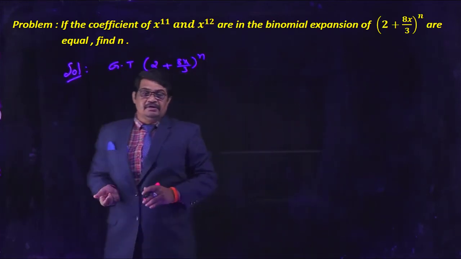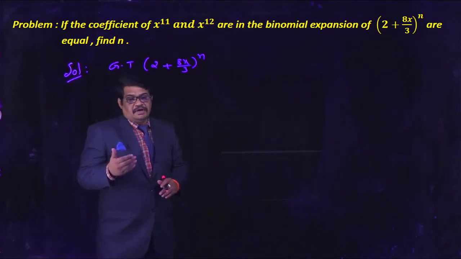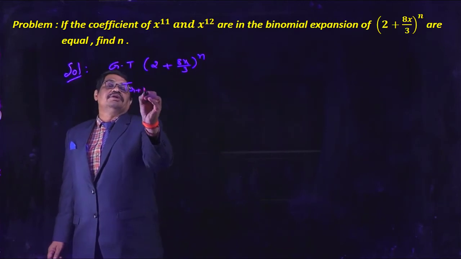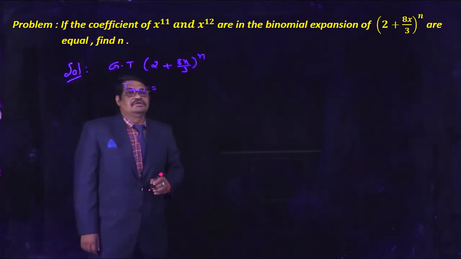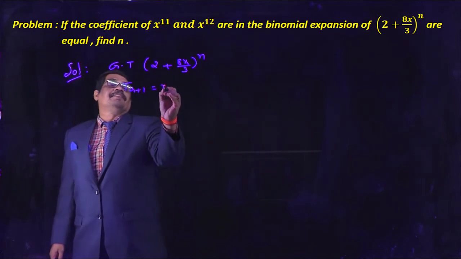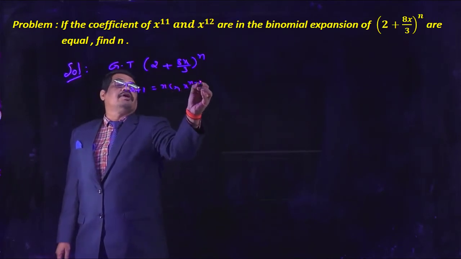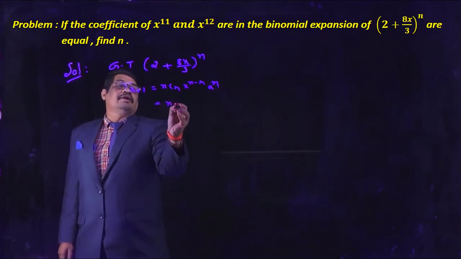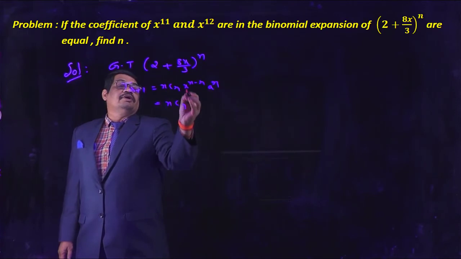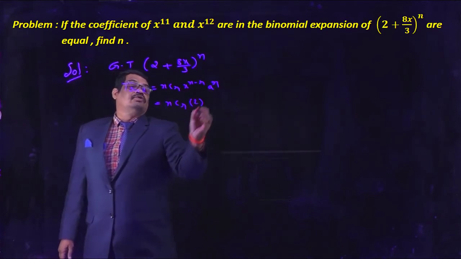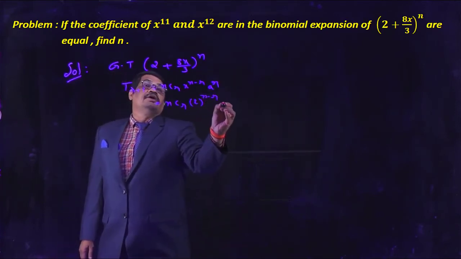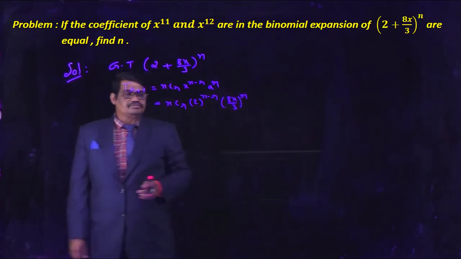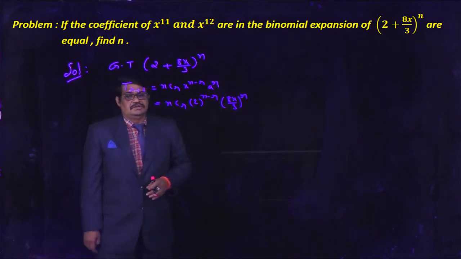Now we are writing the coefficient of x to the power of 11 and x^12. Now what is the general term? First we write the general term, that is T(r+1). So what is T(r+1)? That is nCr x^(n-r) a^r. Here x is the first term 2, so 2 to the power of n minus r, into the second term (8x/3) to the power of r. Okay, so these are the terms.